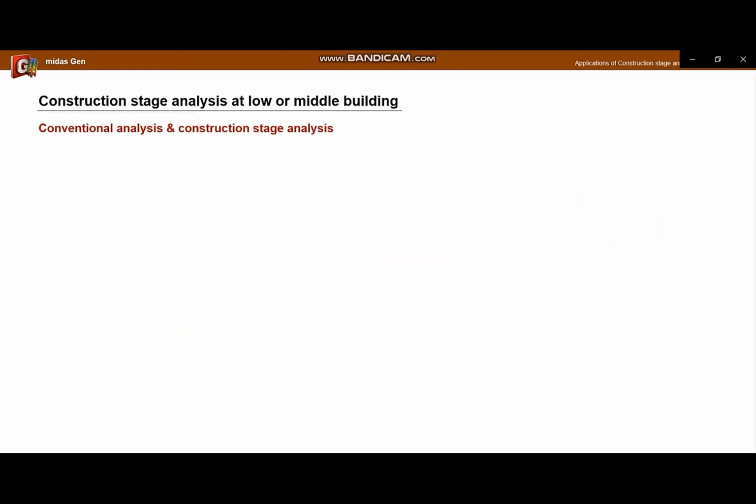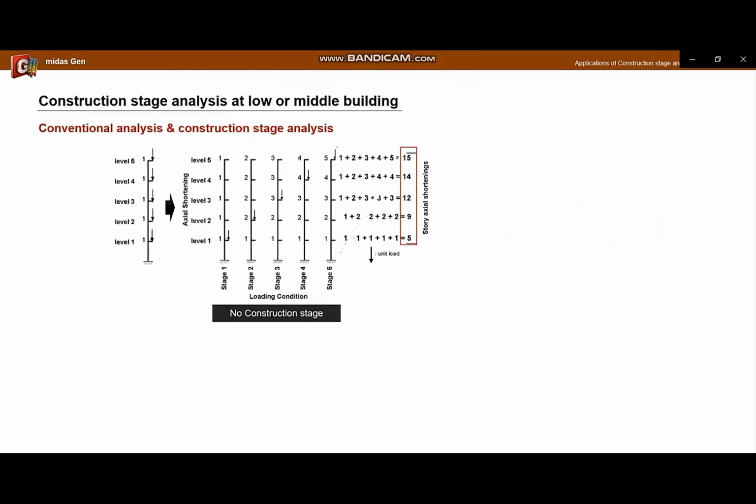Let's check the results of conventional analysis and construction stage analysis numerically. And then, assume that the structure has the same story height, the same load, and the same axial stiffness as shown on the left. First, it is a case of analysis that does not consider the construction stage. In stage 1, deformation of 1 occurs in level 1 due to the load on the level 1, and deformation of 1 occurs automatically in level 2 to 5 due to the deformation of level 1.